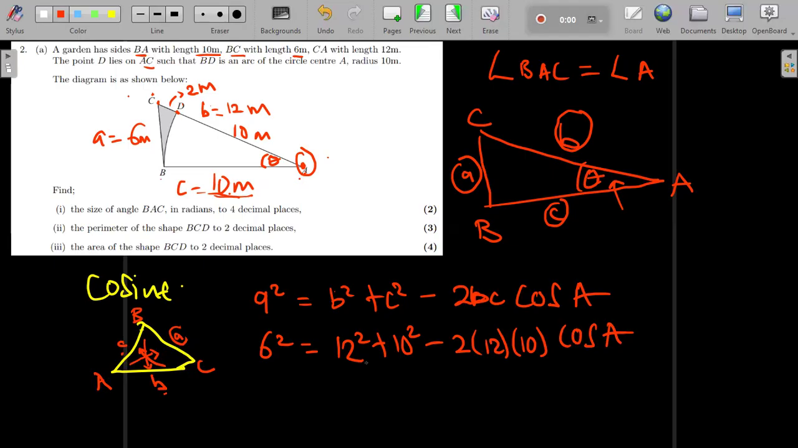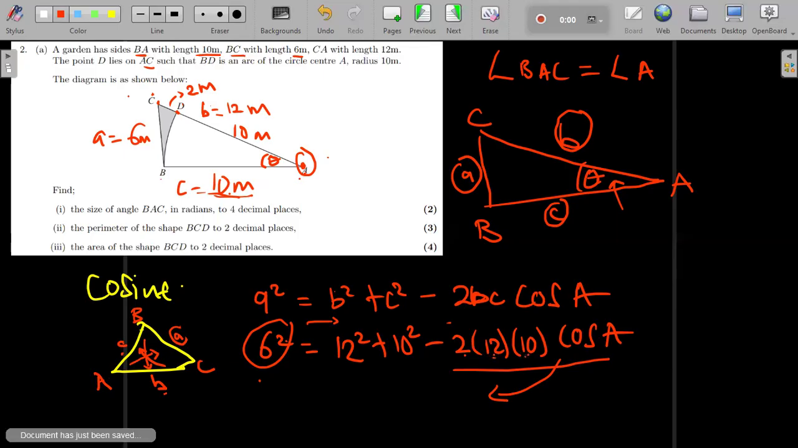So from here, what are we going to have? Let's take whatever we have here to the other side. Let's take this part to the right, and take this 6 squared to the left. So this will be 2 multiplied by 12 multiplied by 10.